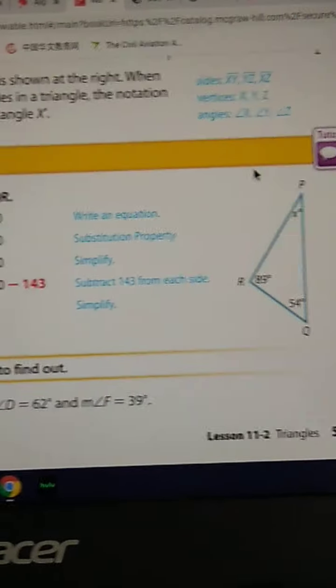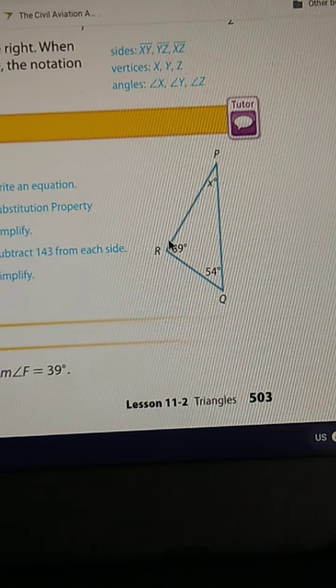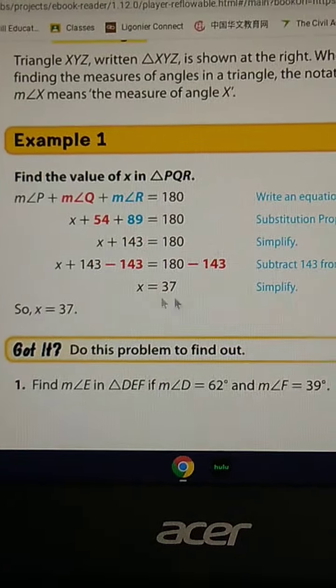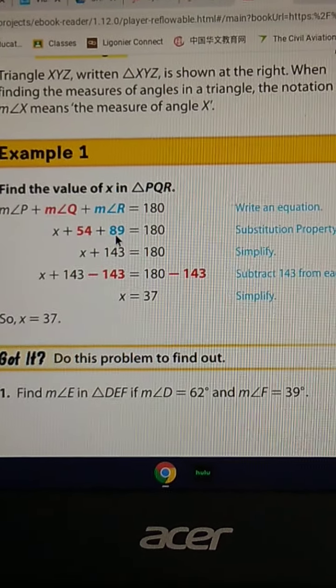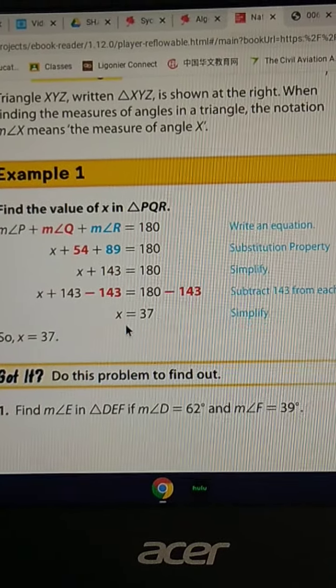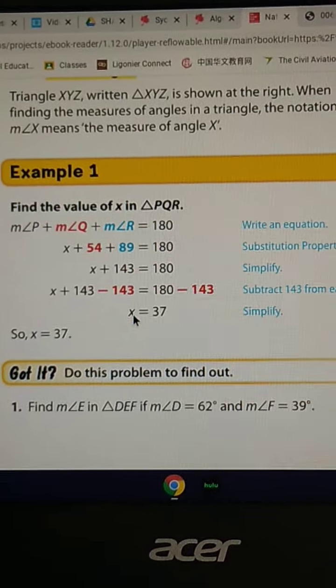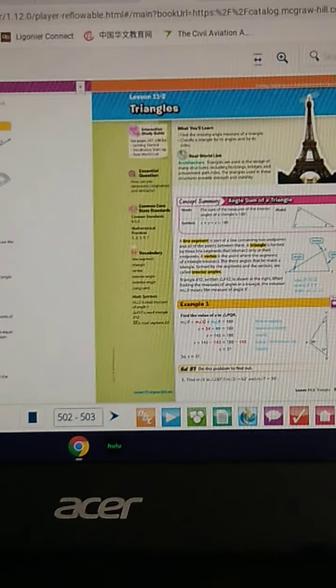So for most of the lesson questions, this is what you will be doing. They will give you the measure of two of them, and then you will figure out the third one by basically just subtracting. So here's the missing one. These are the two that they give you. They add up to 180, and that's how you solve for the missing number. So that's the basic premise of this lesson.